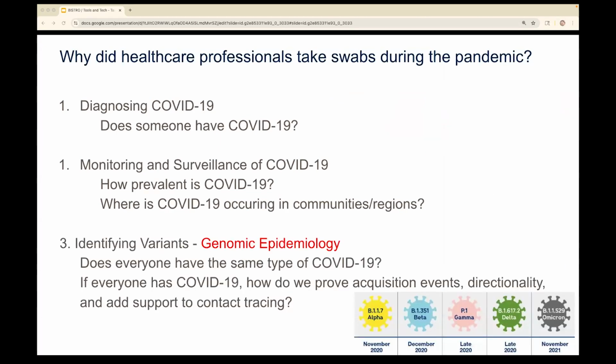Then genomic epidemiology came into play. It's about studying the specific pathogen genomes in order to really gain a deeper resolution on transmission dynamics. And so you're asking questions like, does everyone have the same type of COVID? Do different strains have different levels of transmission? And do some strains cause more severe disease than others? And so these are really important questions that you can't answer without genomics.